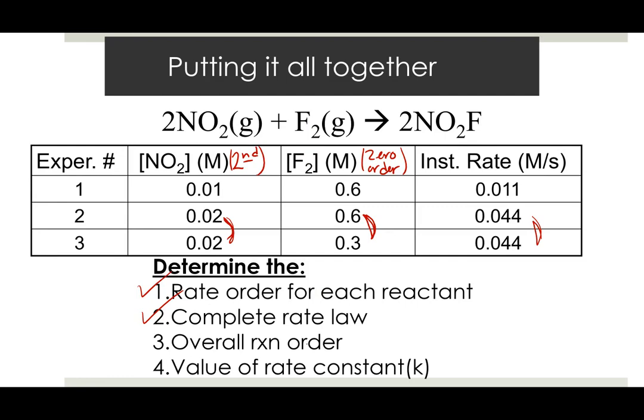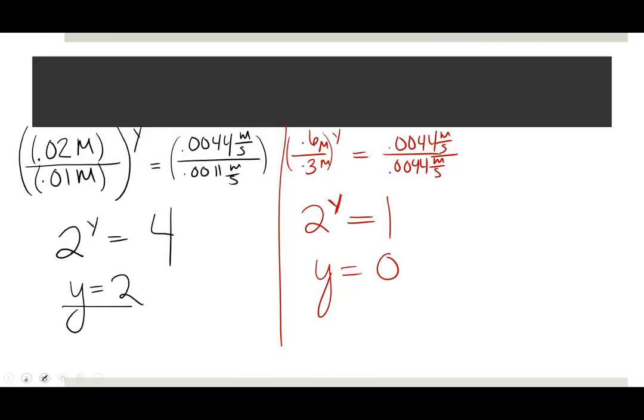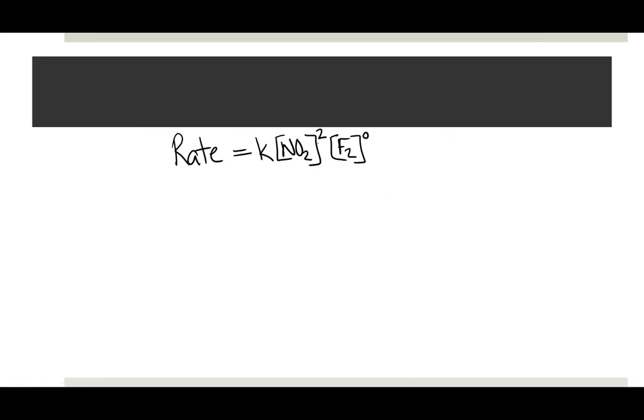Now we want to think about the overall reaction order. So remember, the overall reaction order is simply adding up the orders for all of the reactants. So in this case, we've got 2 plus 0. So the overall is a second order reaction.